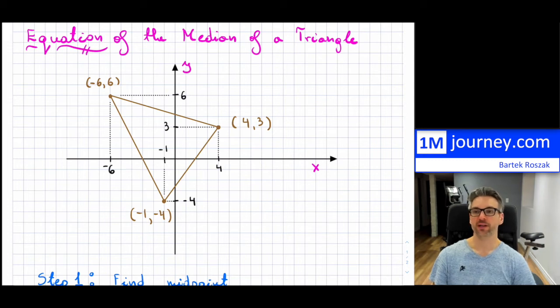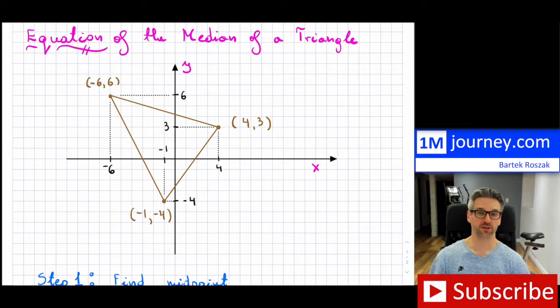Hi everyone. So in this video I'm going to show how to create the equation of a line that is the median of a triangle. In order to do that, you obviously have to take a triangle which might be given to you, and I'm going to make the assumption that the triangle is plotted on the x and y axes, sometimes called the Cartesian plane. Now it doesn't matter where it is.